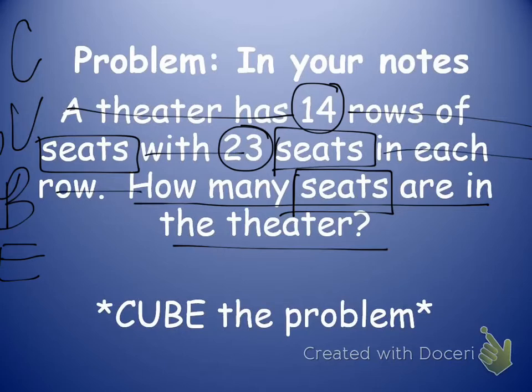Okay, so now I am ready to set up my problem. I know that I have 14 rows of seats and I have 23 seats in each row. Based on that information, I know I need to multiply 23 times 14. Today we're going to talk about using an array and a box diagram to solve this problem. Go ahead and glue your grid paper in your notes now.